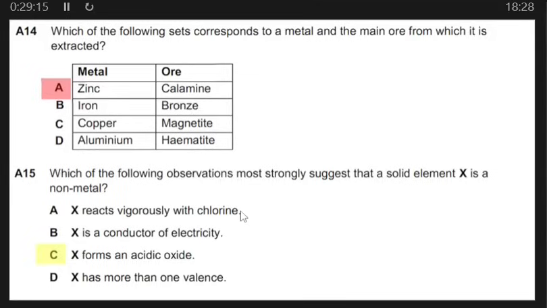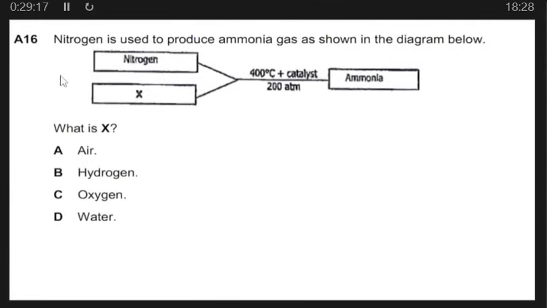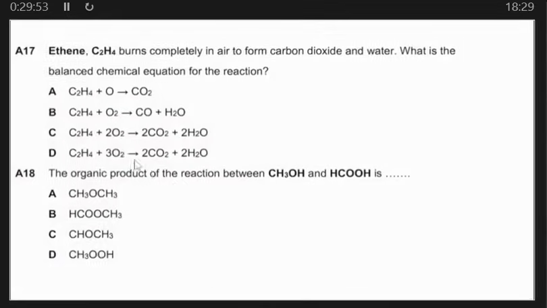So let's go to another question, which is question 16. Question 16 reads, nitrogen is used to produce ammonia gas as shown in the diagram below. What is X? All right, so here we have nitrogen that should be mixed with another element to form ammonia. That element should be hydrogen, which is B. So nitrogen plus hydrogen, when mixed at 400 degrees Celsius with a catalyst and a pressure of 200 atmospheres, ammonia must be formed. Okay, so let's move to 17.